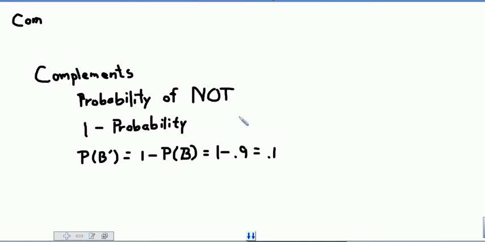Complements. Complements are the probability of a not, the probability that something doesn't happen. And the probability of something not happening is simply 1 minus the probability that it did happen. So if I say the probability of, and we read this as B prime, or the complement of B, the probability that B did not happen is 1 minus the probability that B did happen.